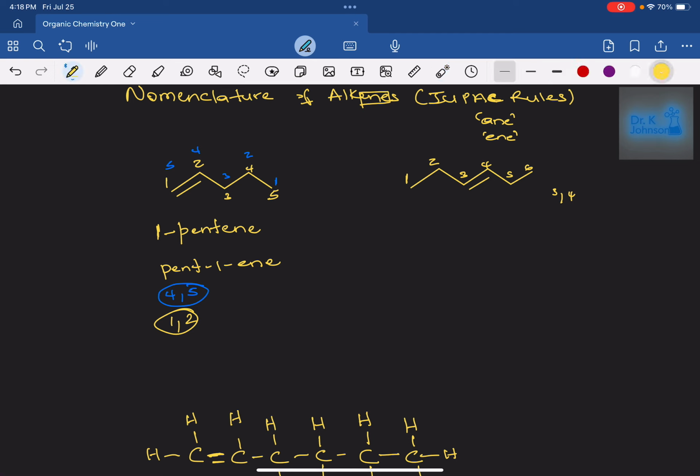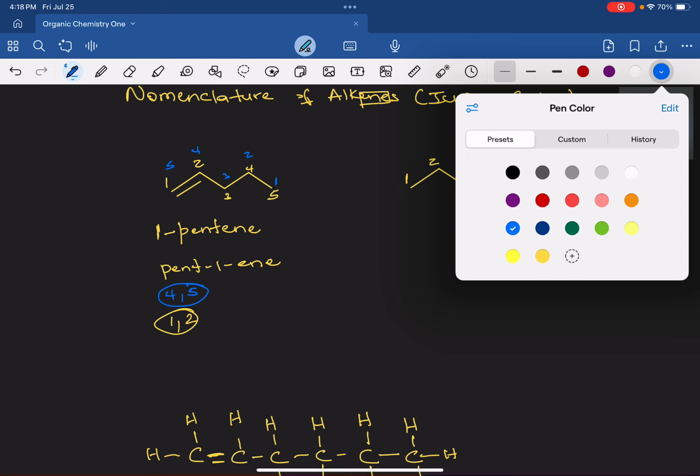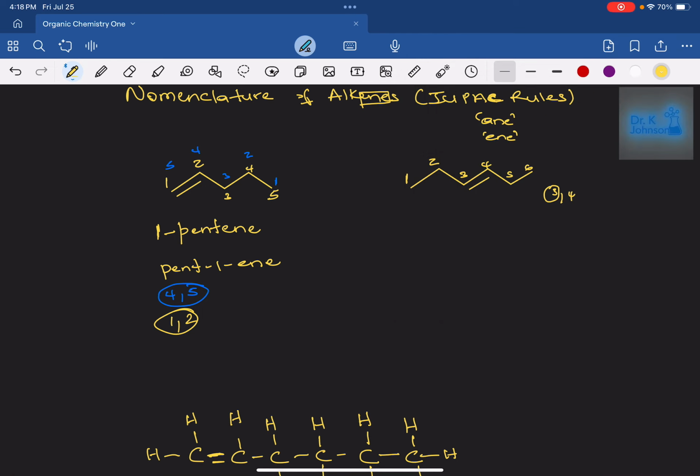We pick number 3. If I number in the opposite direction, it doesn't matter this time around, it's still between 3, 4. So whether I had left blue or yellow here, we would have been okay. So number left, right, right, left this time around didn't make a difference. So our double bond, when you write your name, you must locate the double bond. So the double bond is between carbon 3 and 4. So we pick the lower number, which is 3.